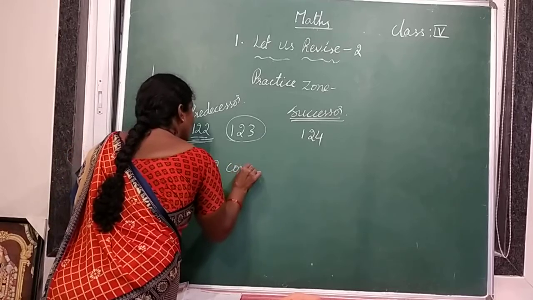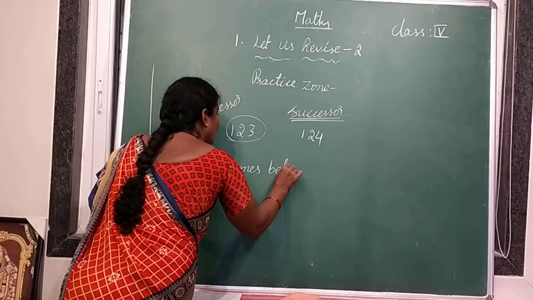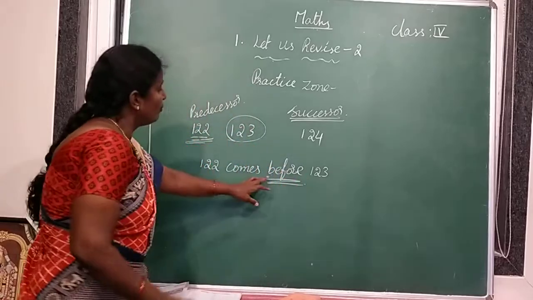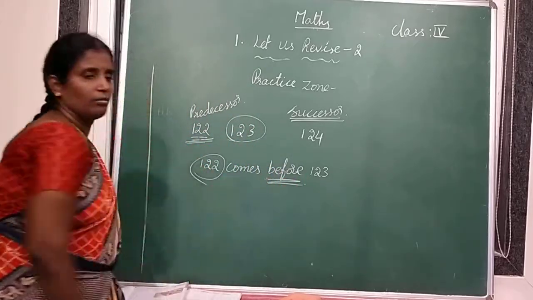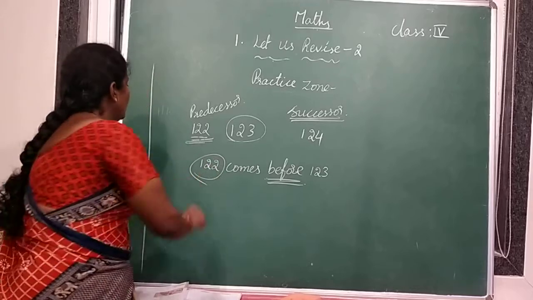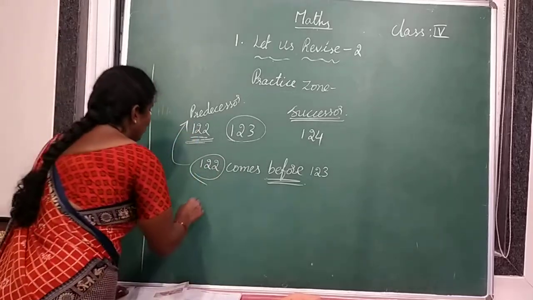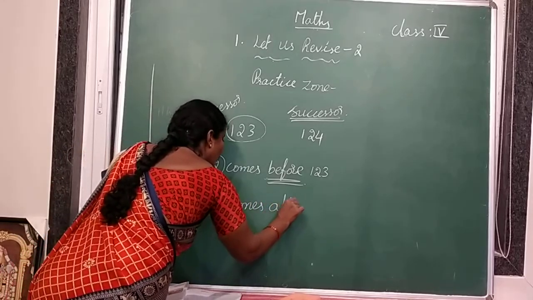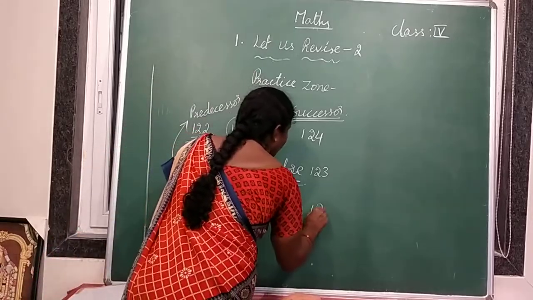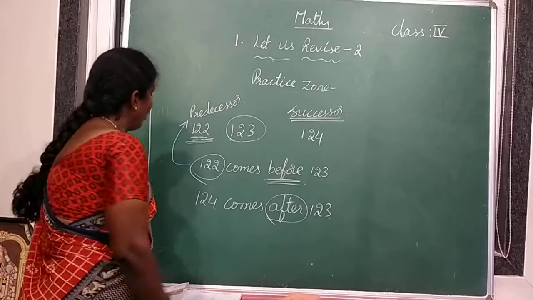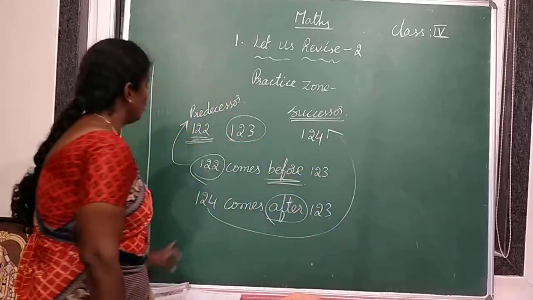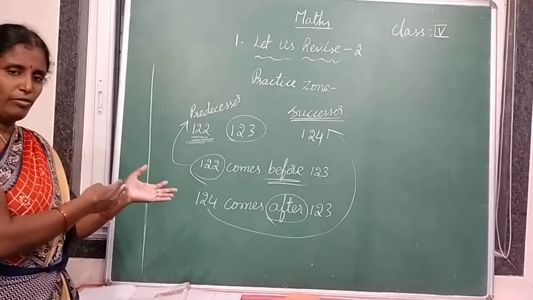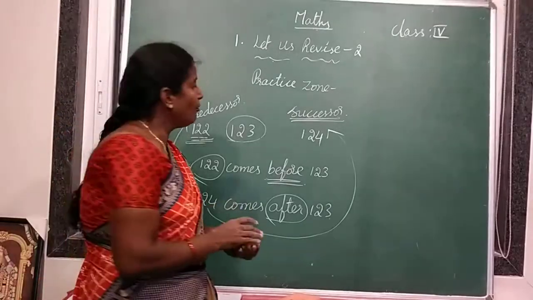122 comes before 123. So before is nothing but predecessor. And 124 comes after 123. So this is after, and after is nothing but successor. So 124 is the successor. Understood? Predecessor is nothing but the before number. Successor is nothing but the after number.